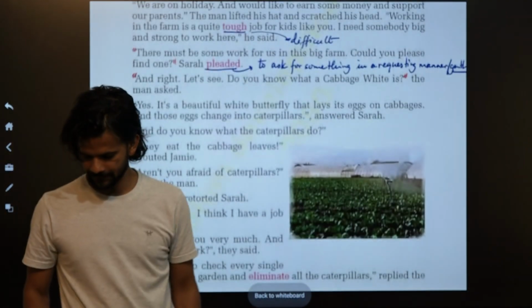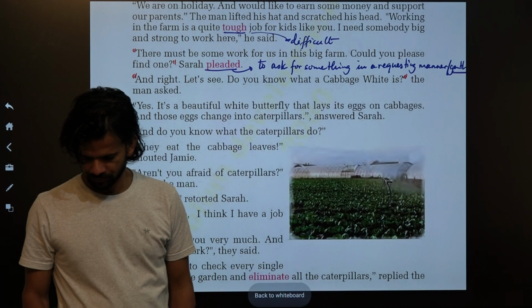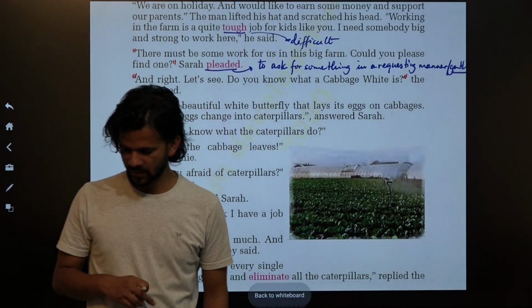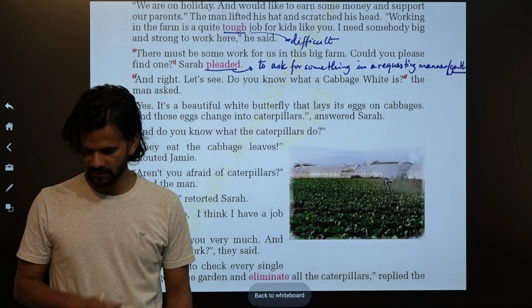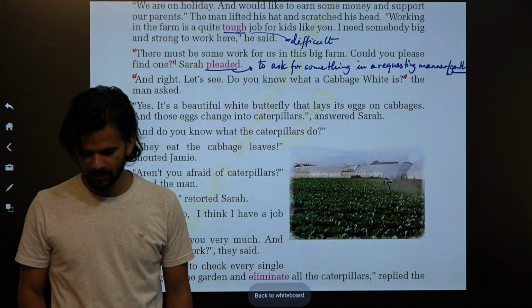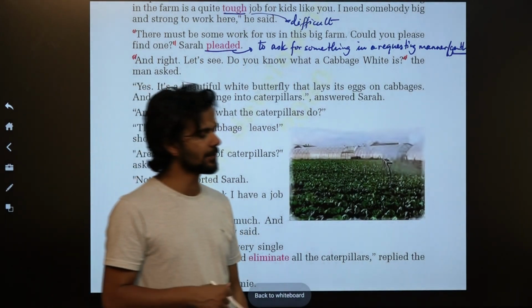So here, the white butterfly lays eggs on cabbages and those eggs change into caterpillars, answered Sarah. And do you know what the caterpillars do? And he's asking, what do the caterpillars do?